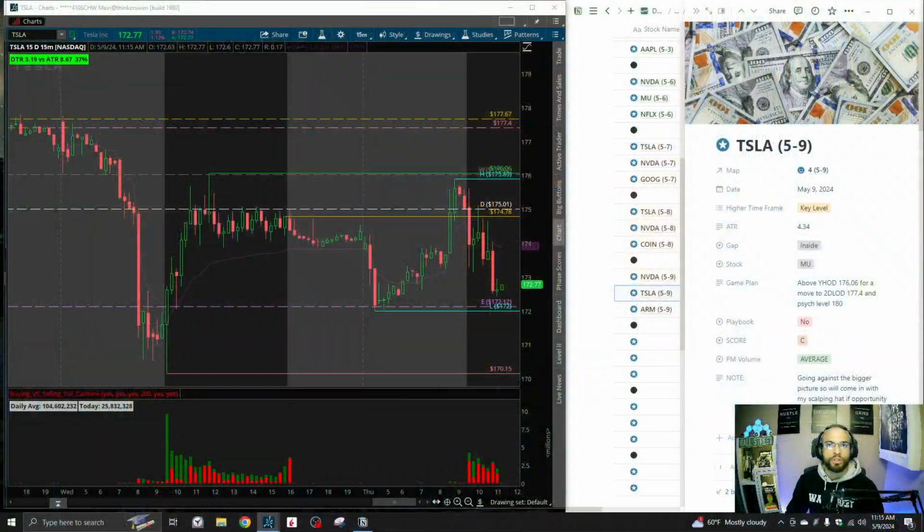A red day today, down $410. I took two stabs at Tesla, but let's jump into pretty much the reasoning why I took the trades. Honestly, I wasn't loving Tesla.